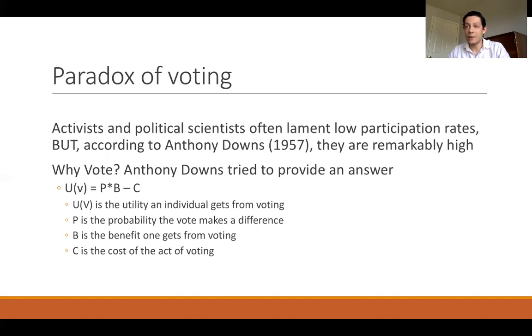The utility of voting is the benefit that you'll receive should the election go your way and your candidate wins. P is the probability that the vote will make a difference, pretty self-explanatory. The probability that if you show up, you can actually affect the outcome of the election. B, the benefit you get from voting, as I mentioned before, is the probability that there will be policy outcomes that benefit you in a direct or indirect manner should your preferred candidate win.